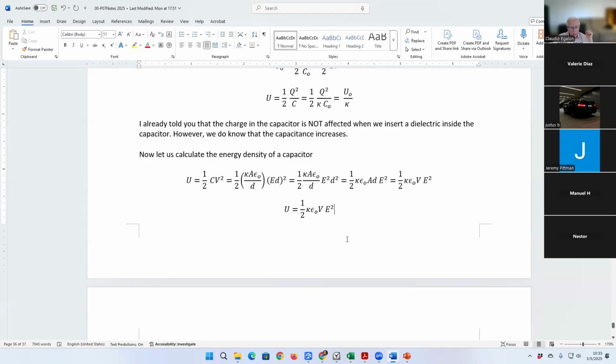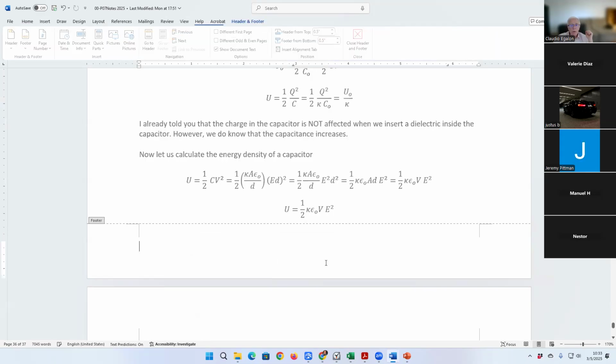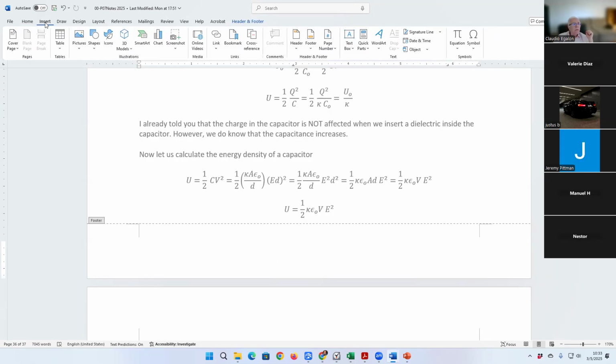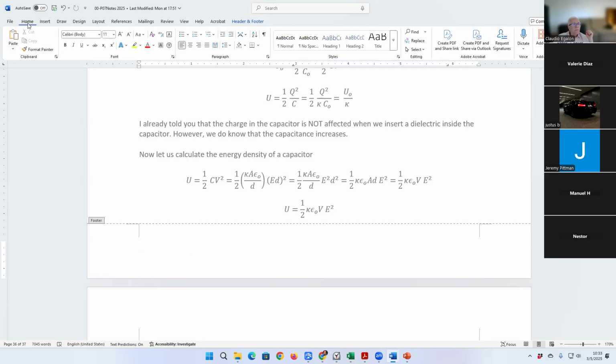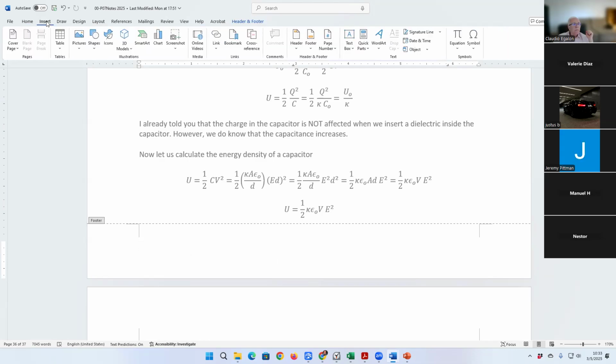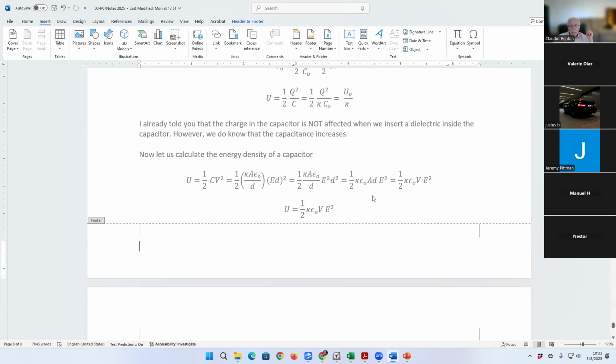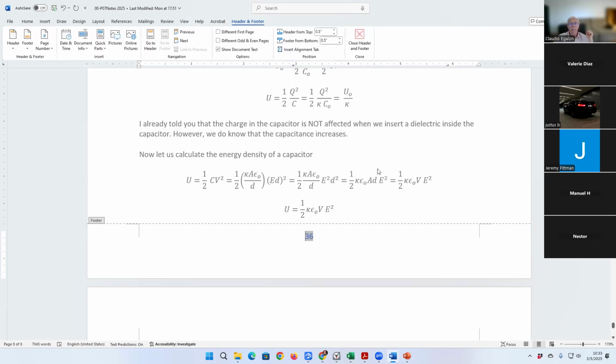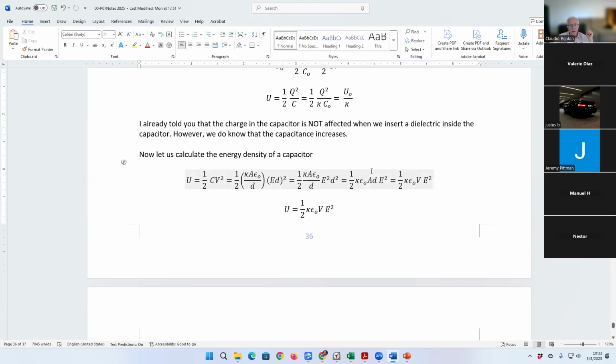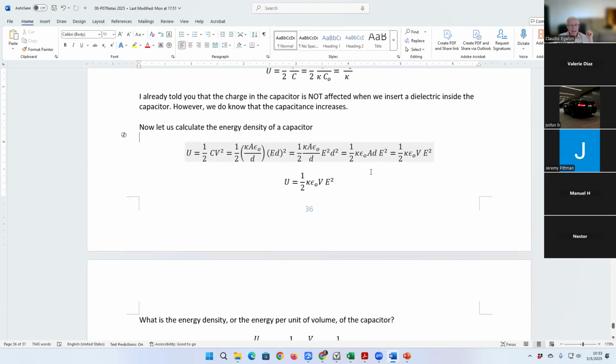Let's see if I have a page. I don't have a page number here. Let me put a page number. Okay, we're already on page 36. Can I move down now? Did you copy everything already? Yes, you can move down. I did have a question though.